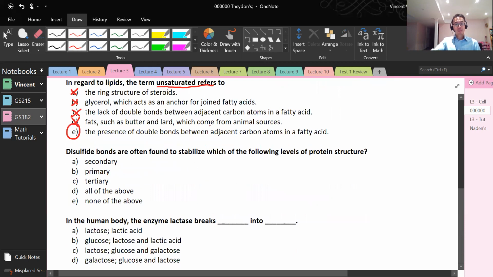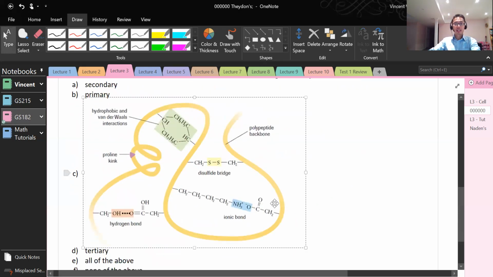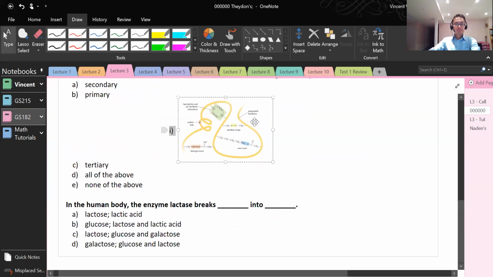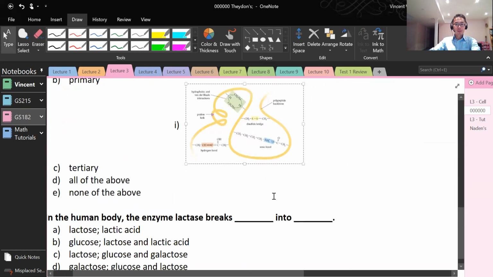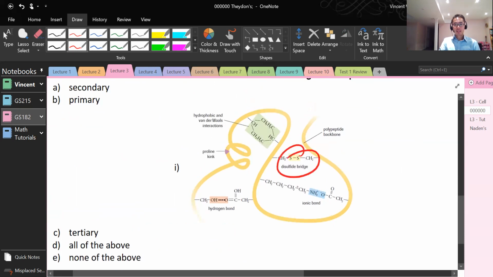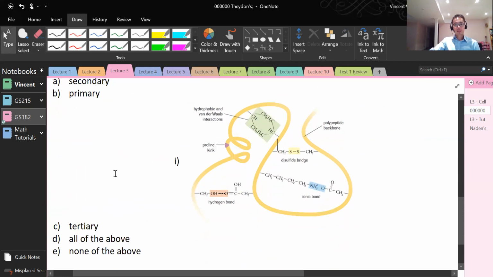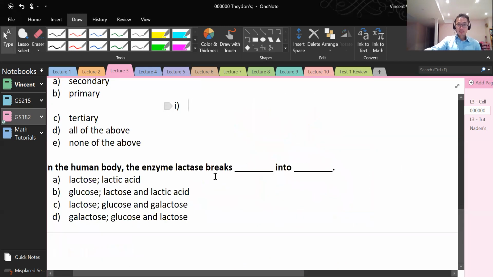Next one, the disulfide bond. This one is confusing for some people. I didn't really explicitly talk about it in the tutorial, but it was mentioned in the lecture notes. This is a diagram from the lecture notes, and it talks about the tertiary structure. There are different interactions between the side chains that will stabilize the tertiary structure. Here you can see the disulfide bridge, which forms when two sulfurs link together. So the correct answer here is tertiary.